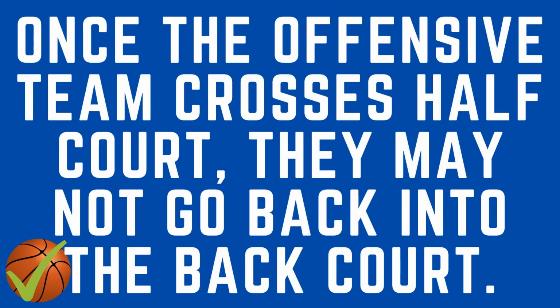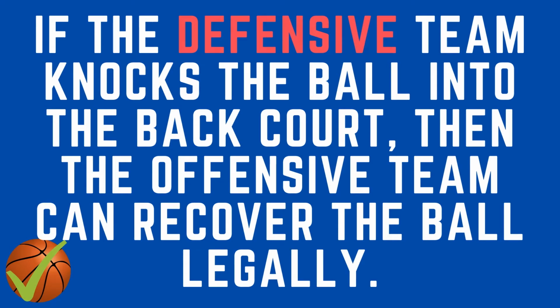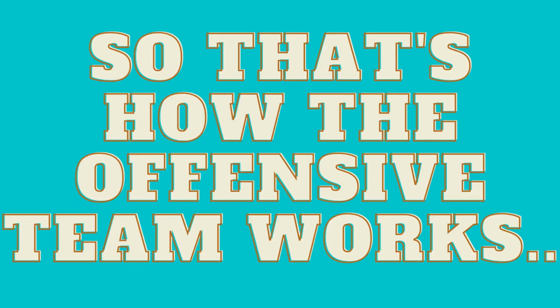And lastly, once the offensive team crosses half court, they may not go back into the backcourt. This is called a backcourt violation. And if the defensive team knocks the ball into the backcourt, then the offensive team can recover the ball legally. So that's how the offensive team works.